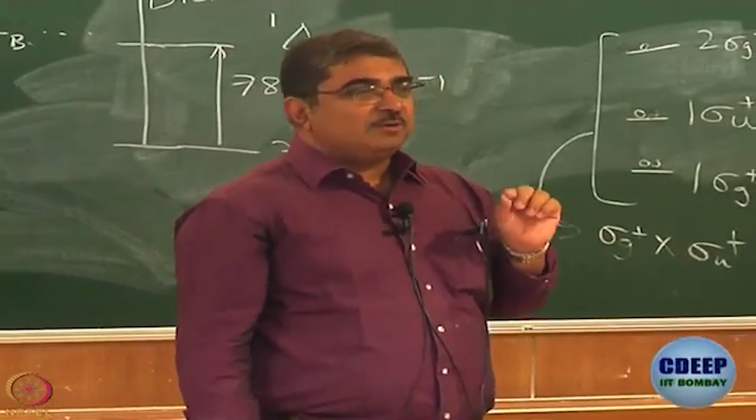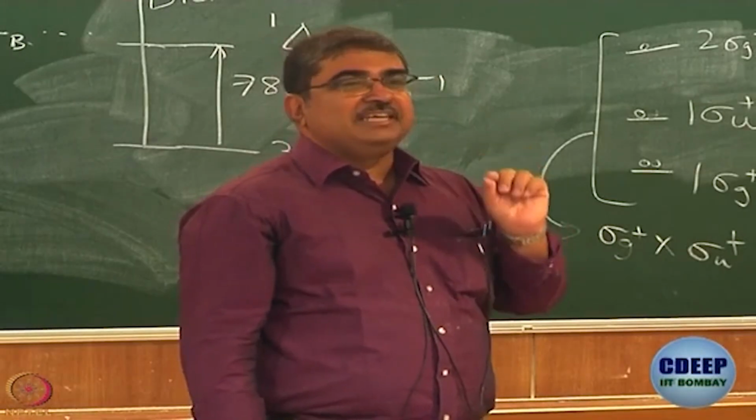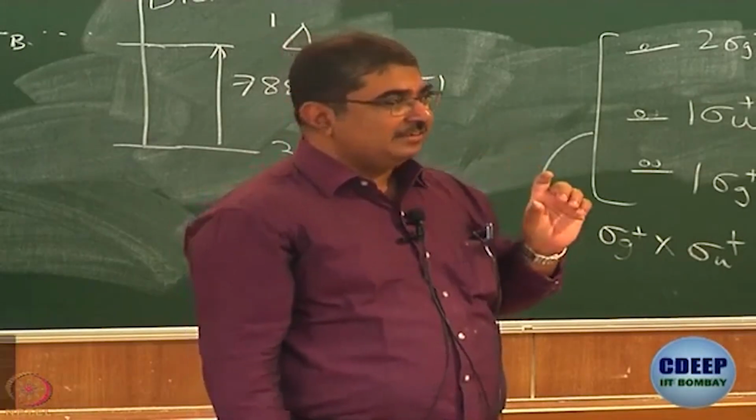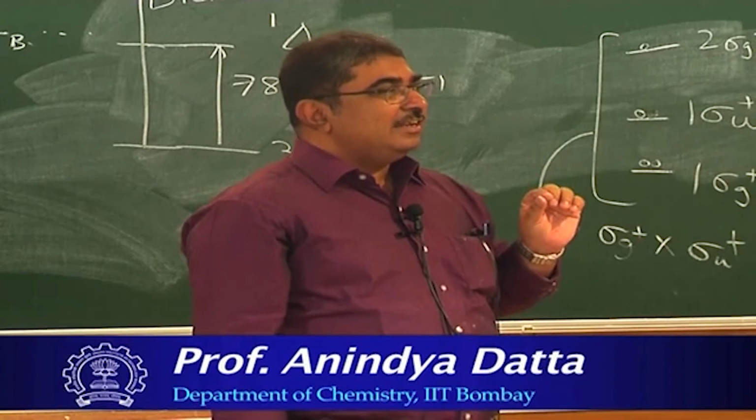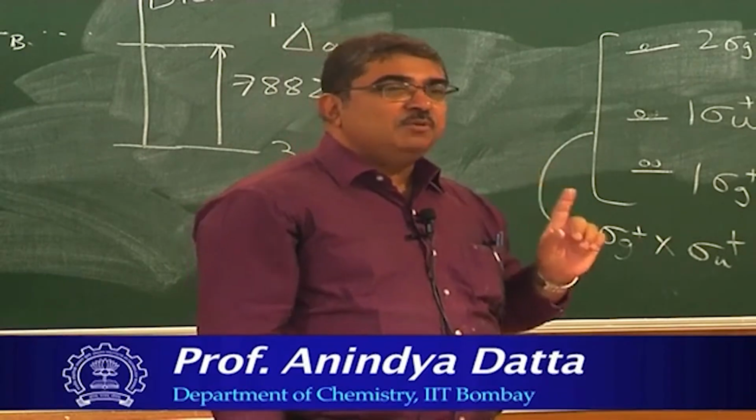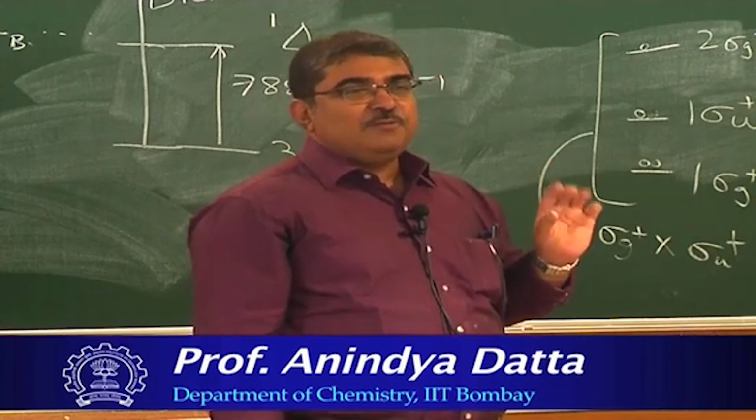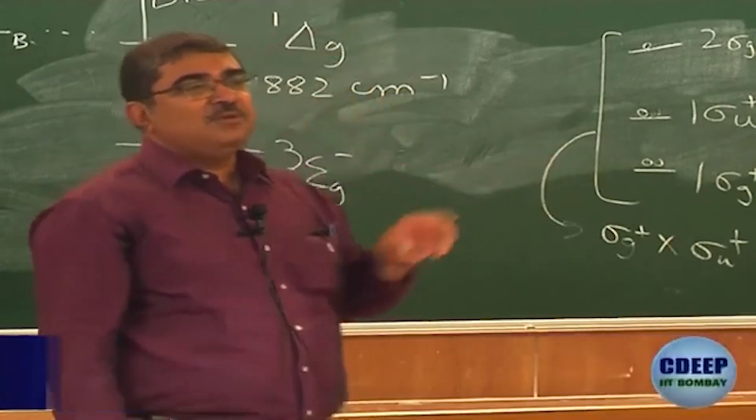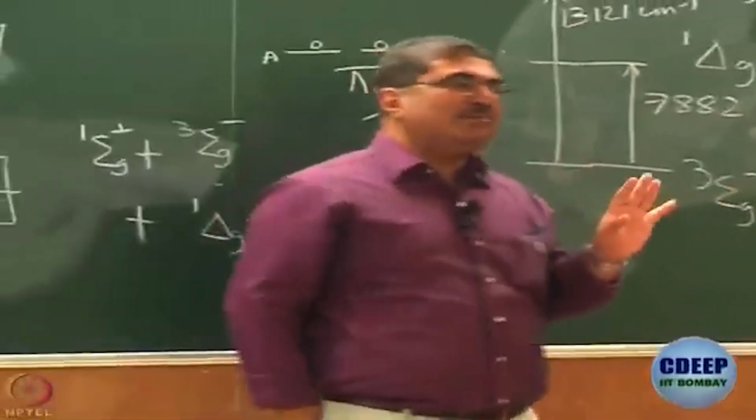So, let us talk about a specific example. Let us talk about benzene the next day, and in benzene let us see why the spectrum looks like what it does, which of the transitions are totally allowed, which are orbitally forbidden but vibronically allowed.